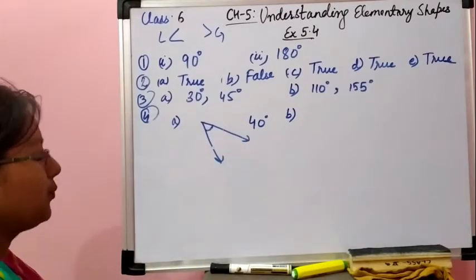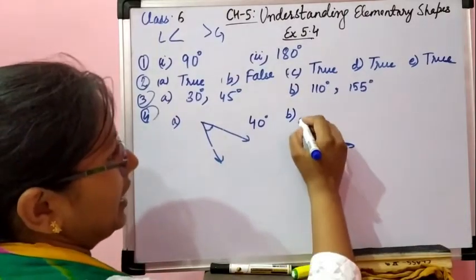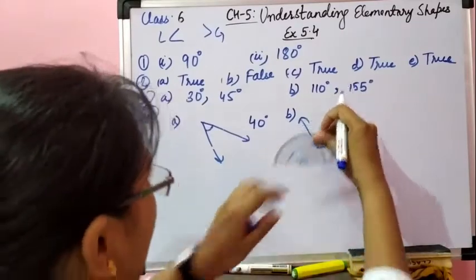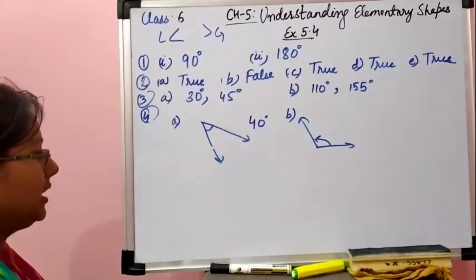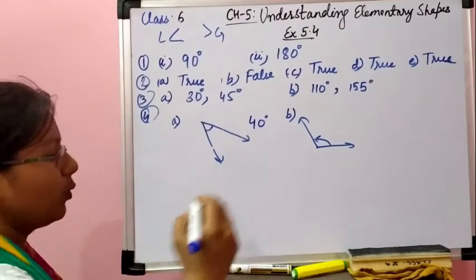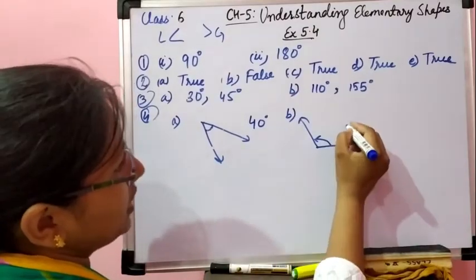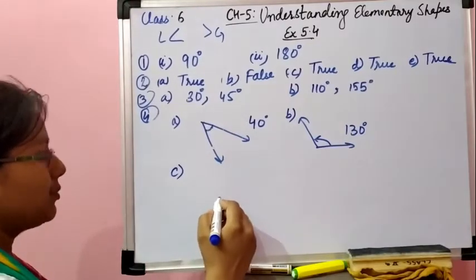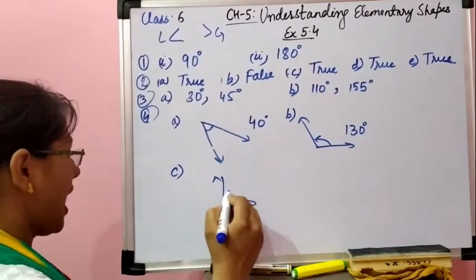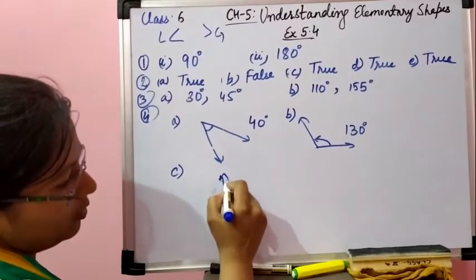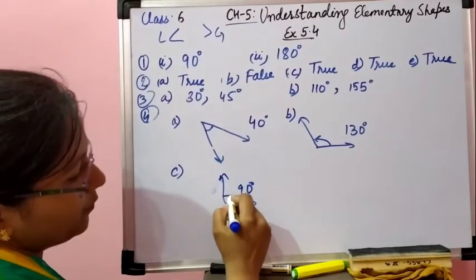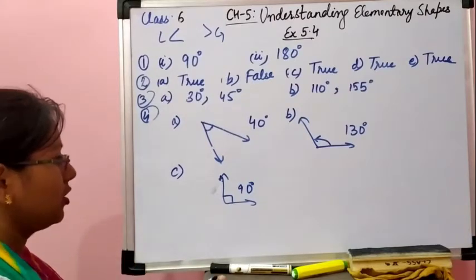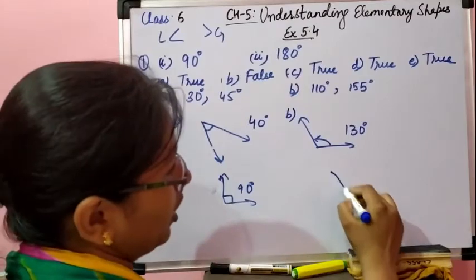You can measure it. In B part, the angle is made like this. And you can put the protractor in this way, and when you measure it, you will get it equal to 130 degrees since it's an obtuse angle. And in C part, the angle is made like this, and it is equal to 90 degrees. Okay, and in fourth part there are 3 angles, and all are almost the same.